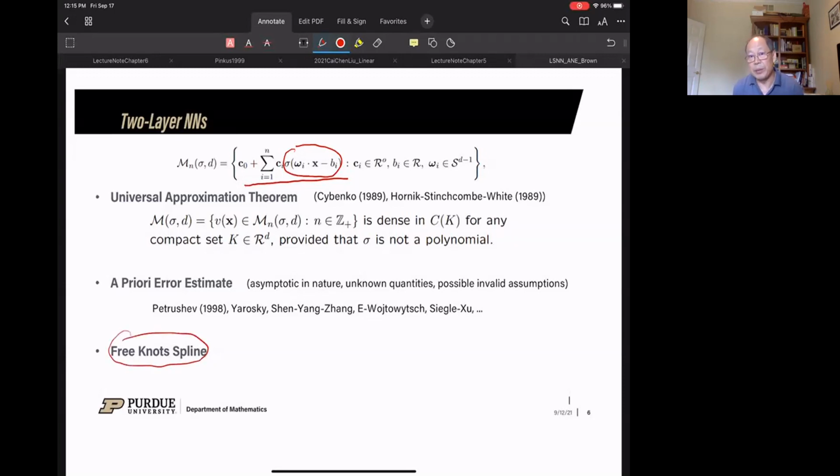So finite element basically is a fixed net. You have a fixed partition, then you construct the piecewise polynomials. And if you let your partition move, then that's what they call the free net. But they can only do it in one dimension.